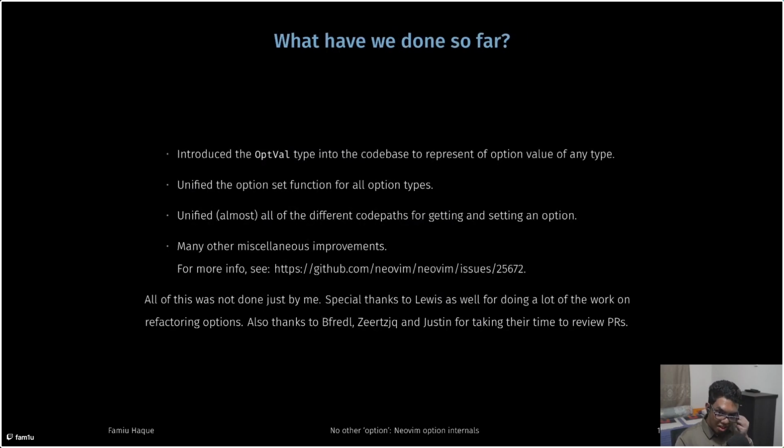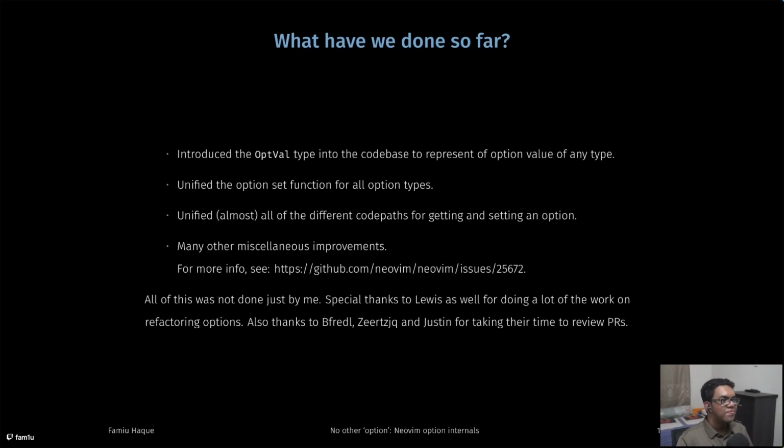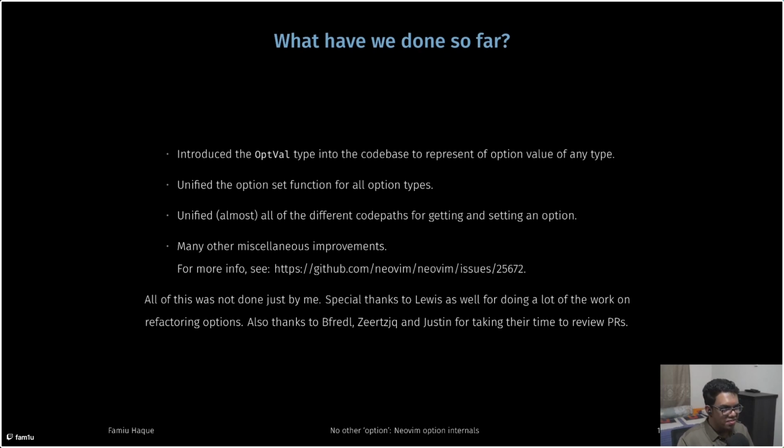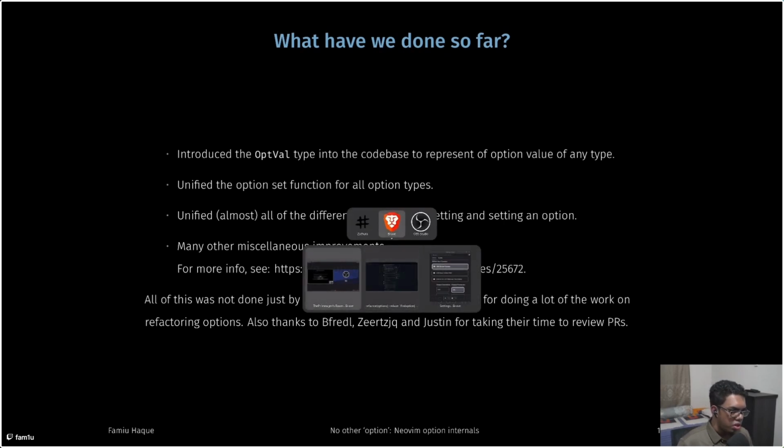What have we done so far? You might be wondering, this guy's been yapping for like 20, 30 minutes right now. What has this guy even done? What's his deal? Why is he so moody today? I'll tell you what I've done. I introduced an optval type into the code base to represent an option value of any type. Hold on, I'll show you the PR in a bit.